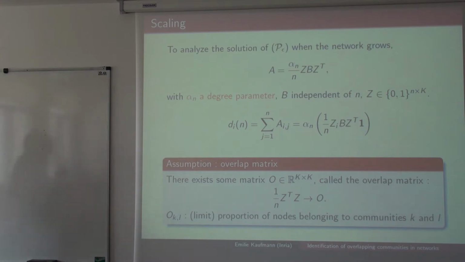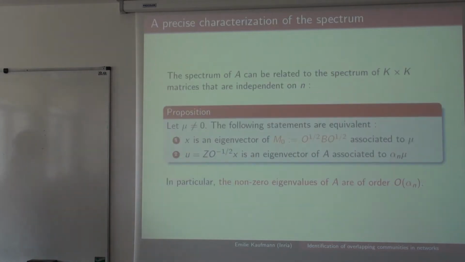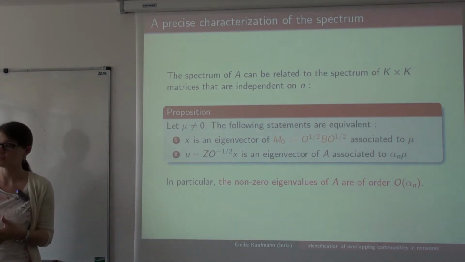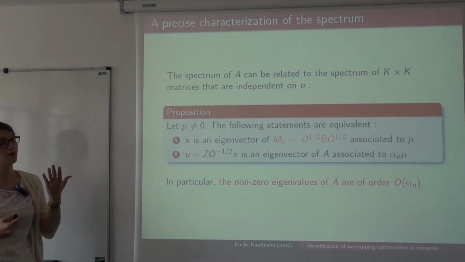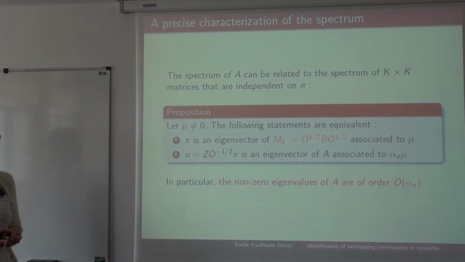So in the sequel, to simplify the notation, I will just assume that O is equal to this limit. So I wanted to have an O that does not depend on n, and because of this assumption, the overlap matrix doesn't depend on n when n grows large. The point of introducing this overlap matrix is that it helps us characterize the spectrum of A in terms of the spectrum of a matrix that does not depend on n.